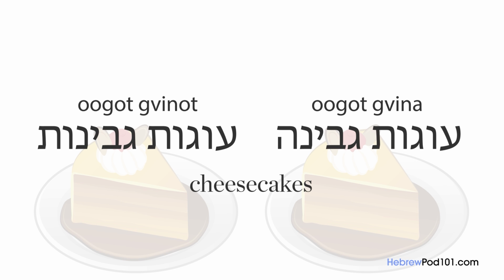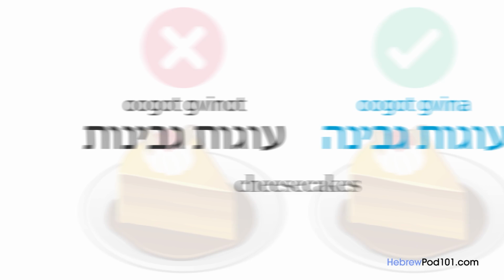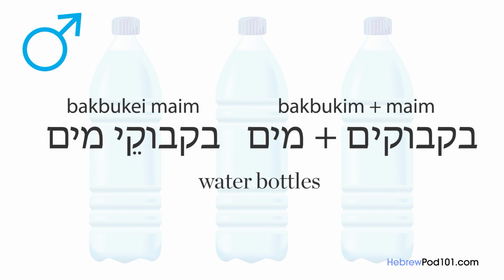Like in English, when multiplying the compound, only one of the nouns takes the plural form, the main one. Therefore, if we want to say cheesecakes, we will not say ugot gvinot, but rather ugot gvina. If the main noun is masculine and plural, the plural masculine ending, im, becomes i. Notice that the nikud appears on the letter just before the yud.